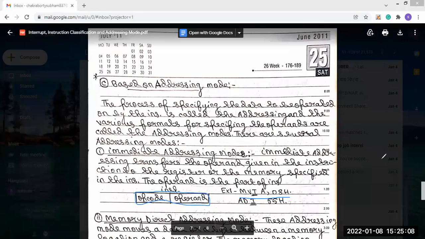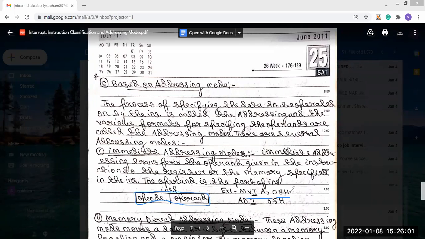Immediate transfer means that the data should be transferred to a register or to a memory location. Immediate addition or immediate subtraction, all of these immediate operations are placed in the immediate addressing mode. So as written, immediate addressing transfers the operand given in the instruction to the register or the memory specified in the instruction, and that operand should be part of the instruction.